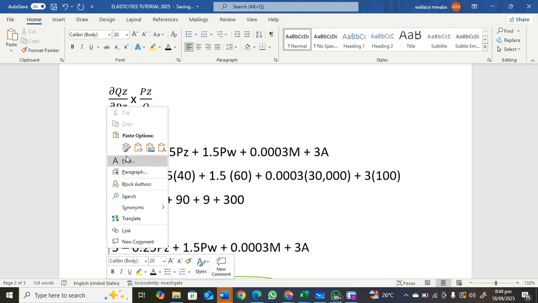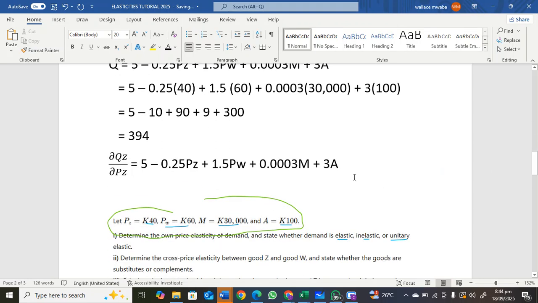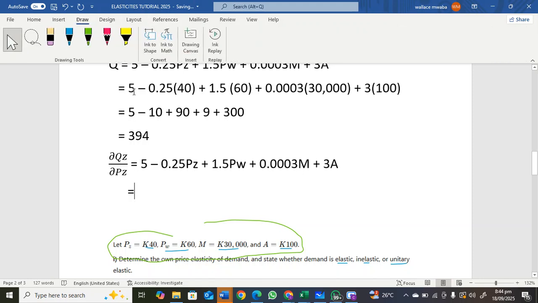If a number doesn't have a PZ attached to it, it means it disappears, okay? So like in this case here, this 5 doesn't have a PZ, it disappears. 1.5 doesn't have a PZ, it disappears. 0.003m doesn't have a PZ, it goes. 3a doesn't have a PZ, so it goes. Okay? So we're only deriving this negative 0.25 PZ.